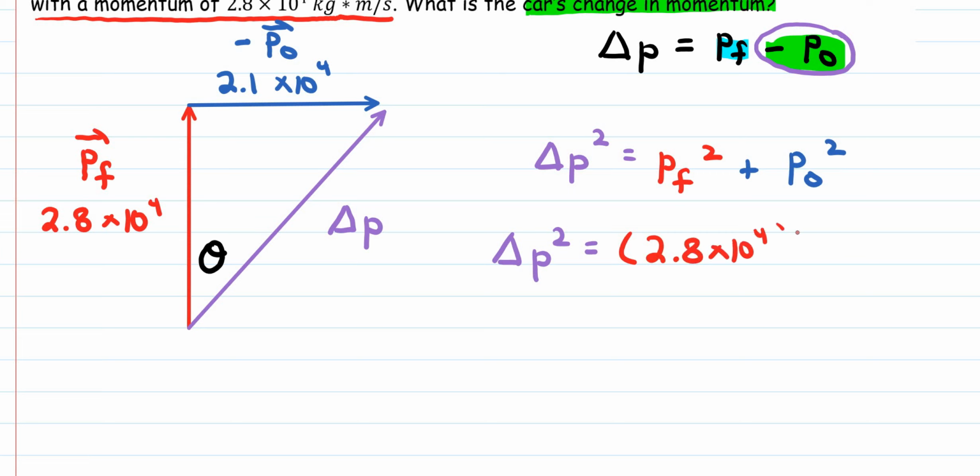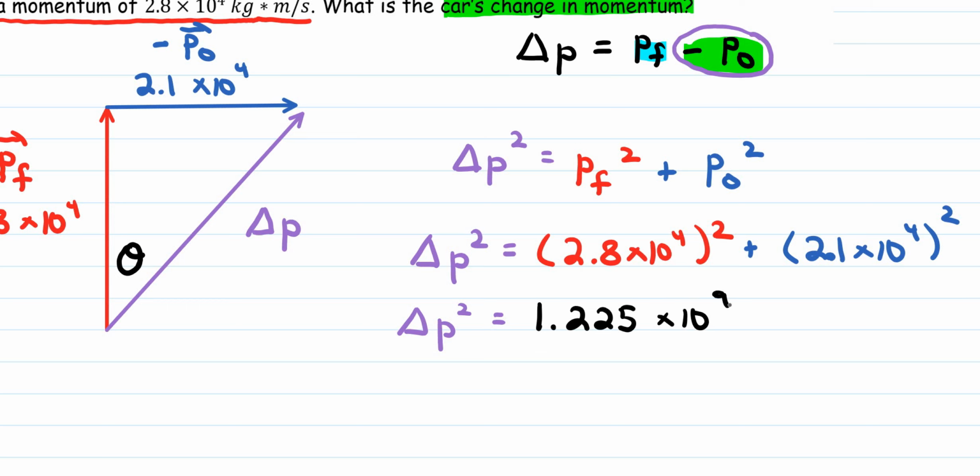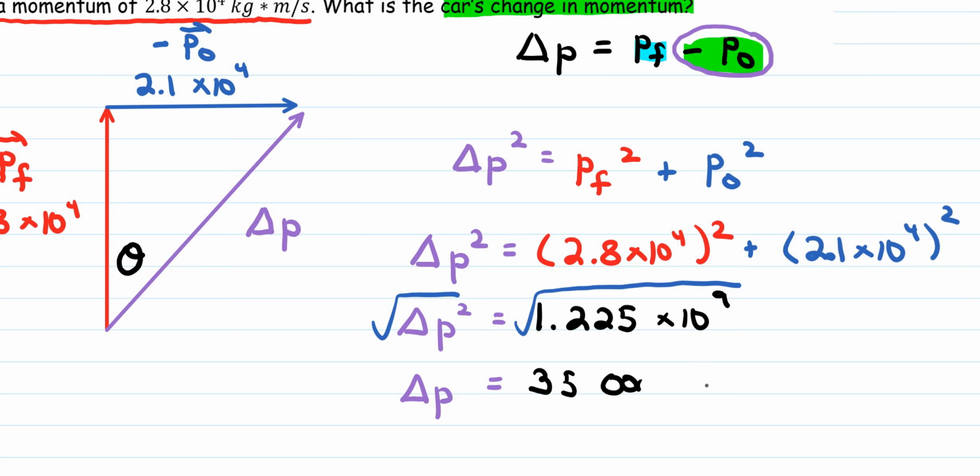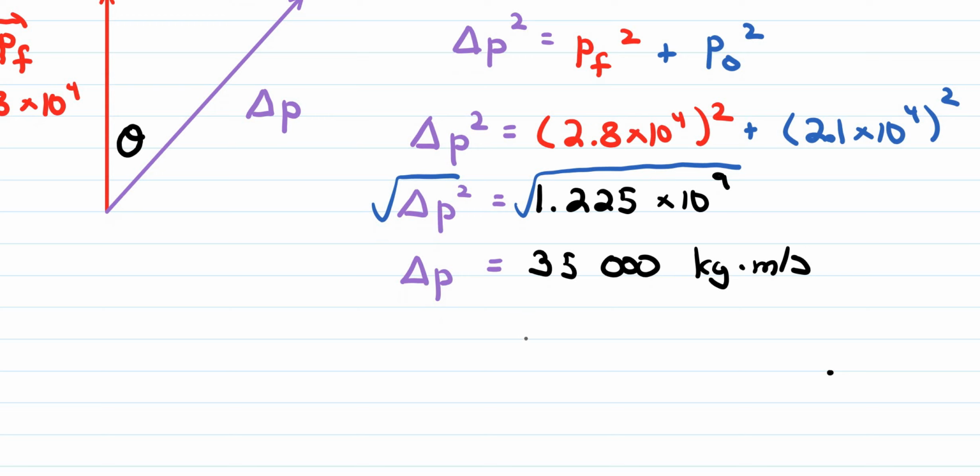So delta P squared equals, and if I go to my calculator here, I get 1.225 times 10 to the power of 9. And after that, you definitely need to square root both sides. And then I can find the magnitude of my change in momentum, which is about 35,000, and then my units are kilograms times meters per second. If you want to use scientific notation here, that's 3.5 times 10 to the power of 4 kilograms times meters per second. All right, so there is my magnitude in the change in momentum.